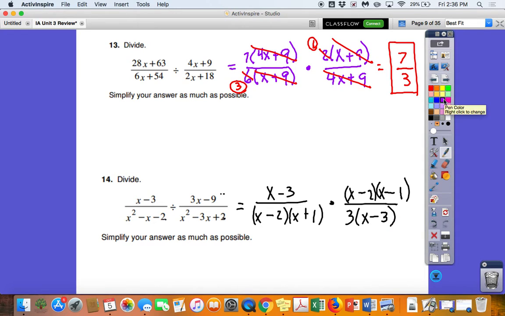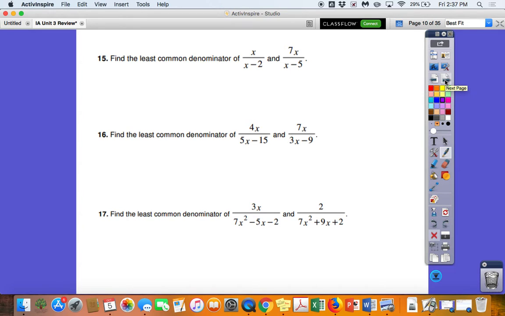So when you look at that, you can reduce your x minus 3s, you can reduce your x minus 2s, and I have opposite signs, so you are stuck. You cannot proceed, even though it's tempting. Can't do anything.